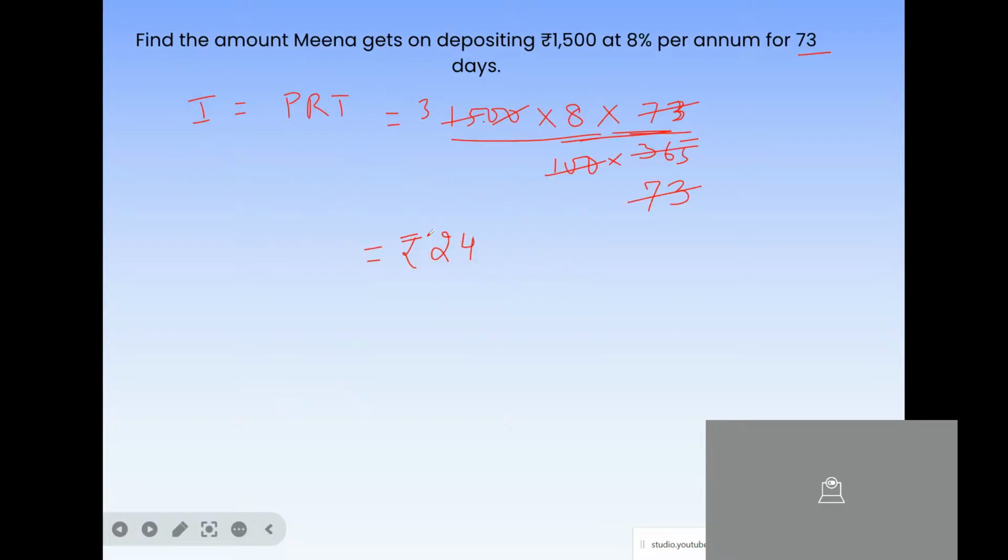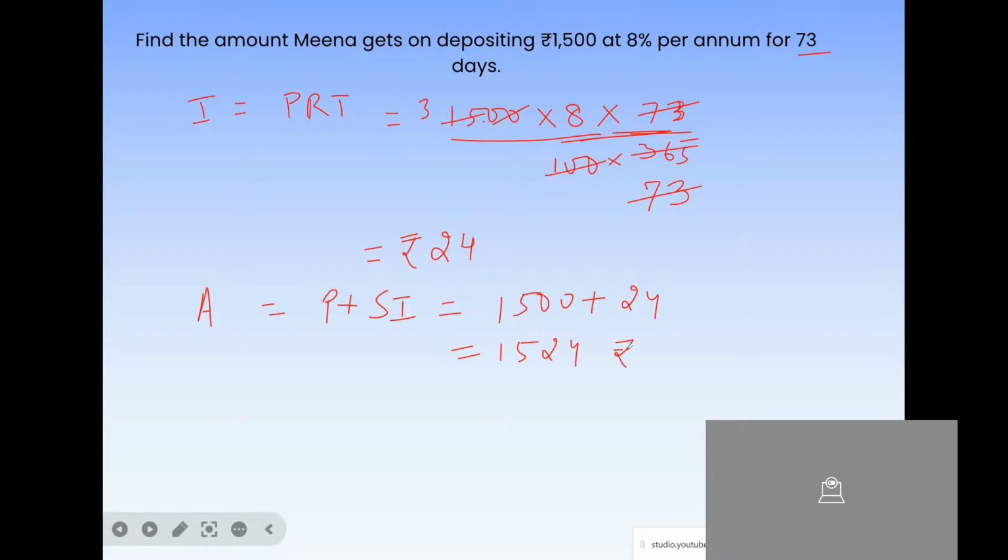Now this is interest, not the amount. So to calculate the amount, you have to add your principal amount plus simple interest. So it is 1500 plus 24. So the answer is 1524 rupees.